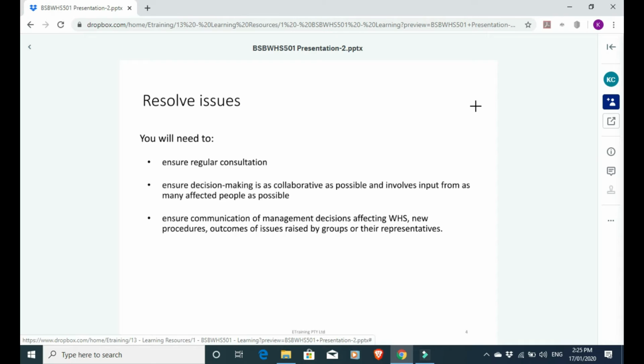And so part of that consultation is how to resolve issues. Regular consultation ensures that things that are happening on the shop floor are brought to the awareness of management and to those that are able to work out plans to solve these issues. Regular consultation also ensures decision making is made as collaboratively as possible, because the people that are involved in your day-to-day work probably have answers and understand the work and the hazards much better.